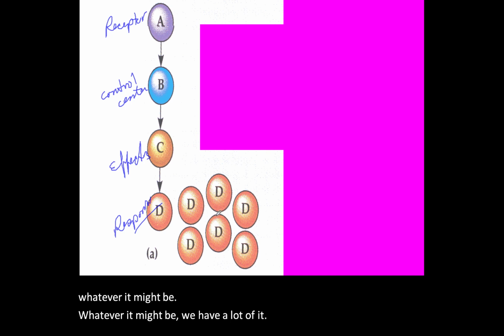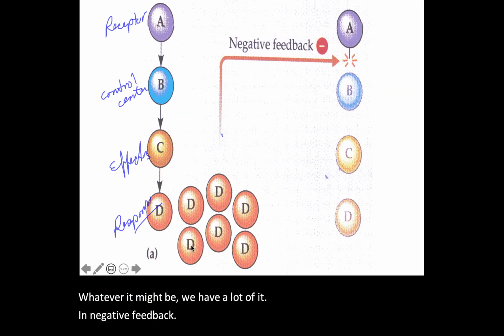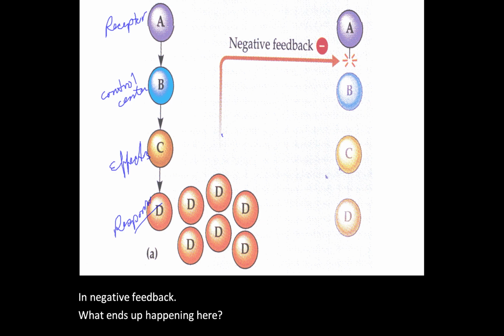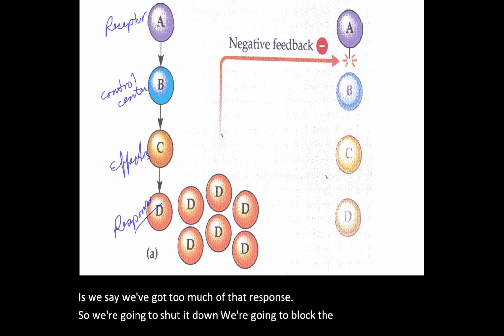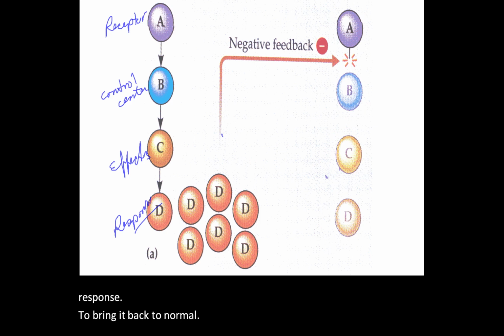Well, in negative feedback, what ends up happening here is we say we've got too much of that response. So we're going to shut it down. We're going to block the receptor from talking to the control center so the effectors are not producing the response, to bring it back to normal. We're going to bring that, whatever that D is, back down to a normal range.